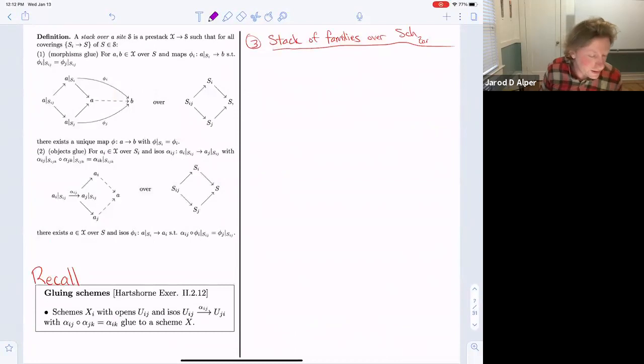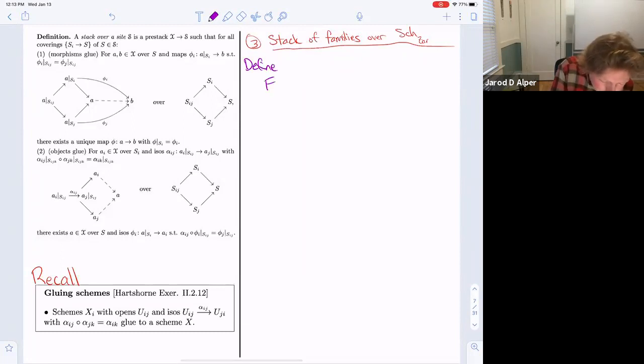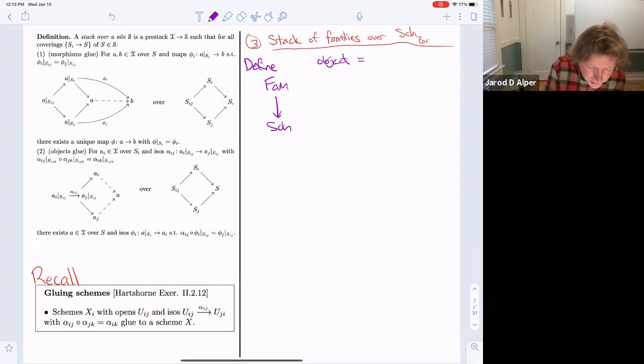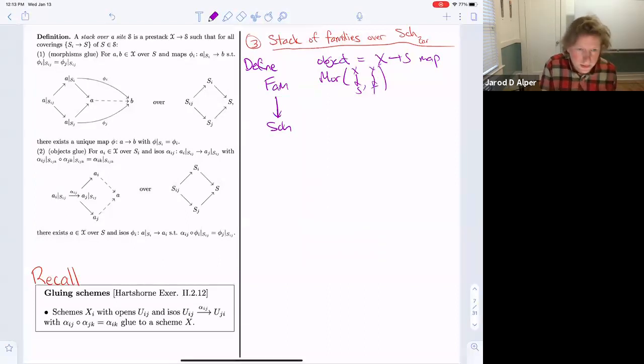I'll do another important example. I've just repeated the definition on the left-hand side so you can see it. And I'm going to define the stack of all families of schemes. Here, let's define, I'll call it FAM over schemes. Here, an object is just a morphism of schemes, an arbitrary morphism of schemes, and then a morphism between 2 maps of schemes is just a Cartesian diagram.